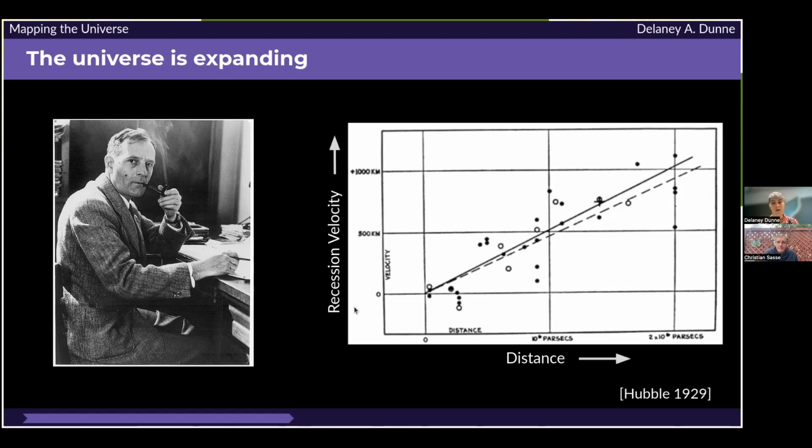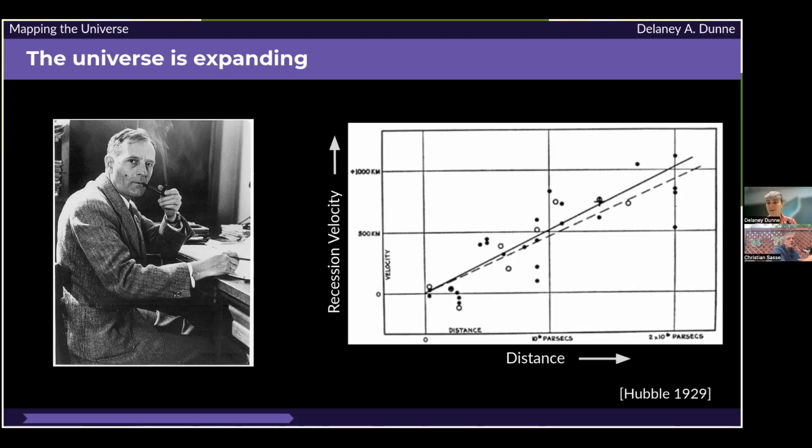But then he also noticed that they were moving away from us. All but some of the very closest galaxies have a positive recession velocity, meaning that they are moving away from us. And moreover, the further away the galaxies are, the faster they are moving away from us. This is called the Hubble diagram, and it was the first discovery of something key to modern astrophysics, which is the fact that the universe is expanding.